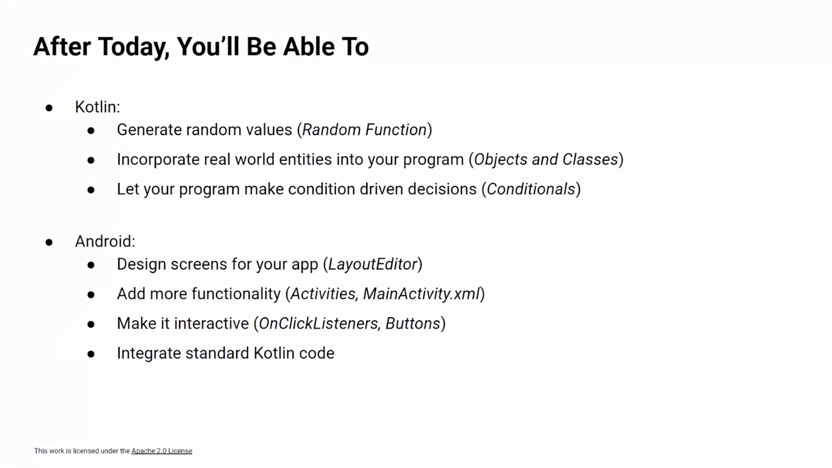And finally, with respect to Kotlin, you'll also be able to make decisions based on certain conditions through your program. So again, going back to our dice example, when you roll it, if it's 6, what should happen? Or if it's 1, what should happen? How does the program decide all this? We'll take a look at that as well.